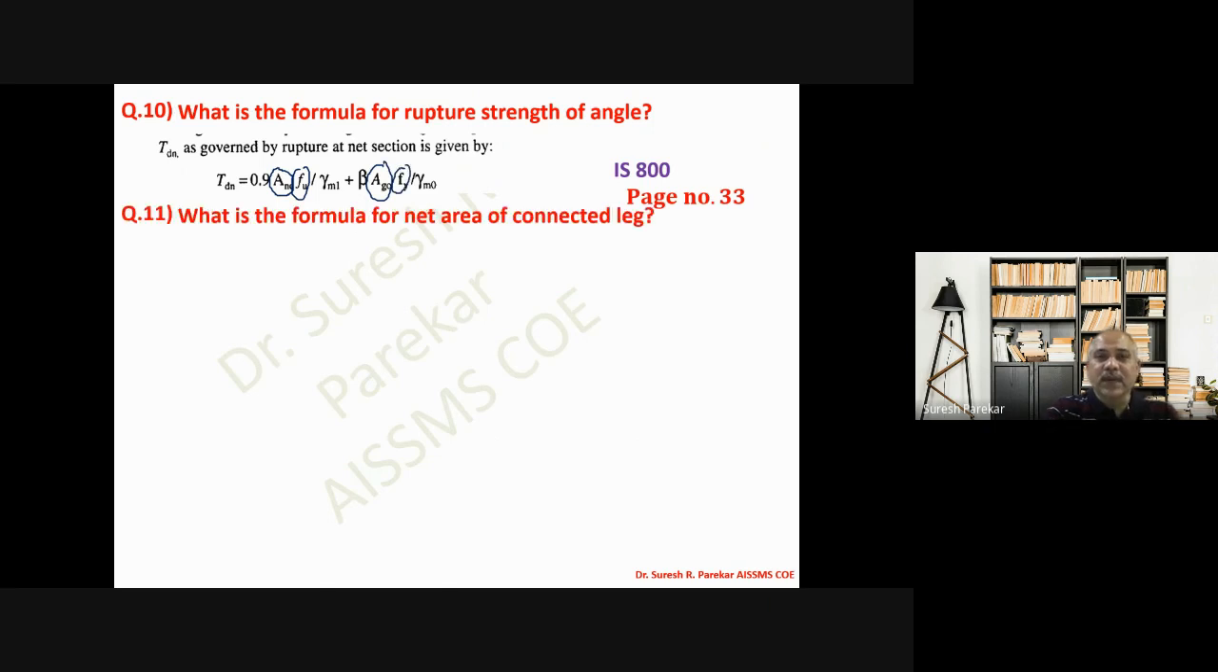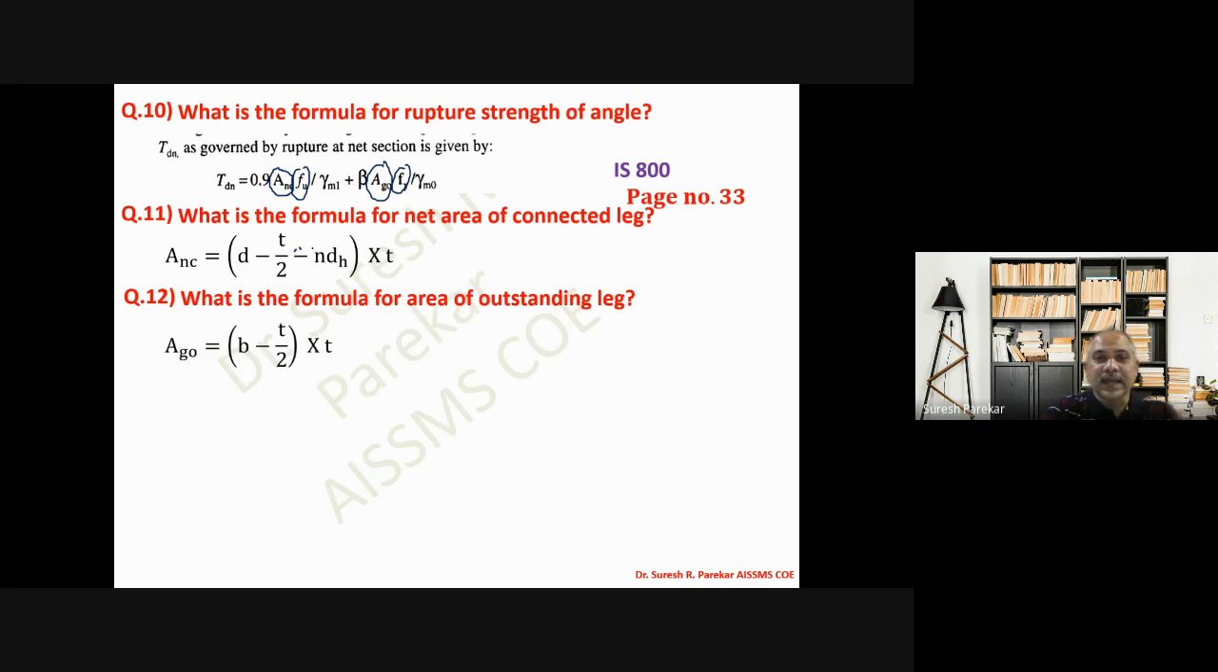Then what is the formula for net area of connected leg? That we know: (D minus T by 2 minus N DH) into T. This is for the connected leg. And for the outstanding leg, this term will not be there, because we do not have any hole in the case of the outstanding leg. Then we have (B minus T by 2) into T.